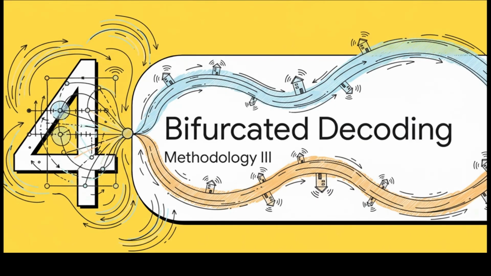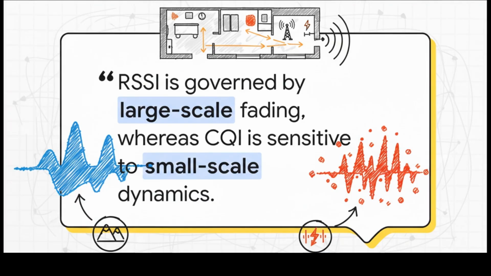All right, quick recap. We've built the graph, we've passed information across it. The last step is to actually turn all that rich, contextualized feature data into our final predictions. This is where the third module comes in, bifurcated signal decoding. And the fundamental insight here is that not all signals are created equal. You just can't treat them the same way because the physics that govern them are totally different.